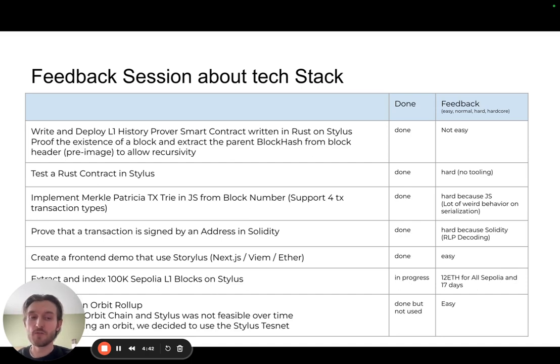Here is some feedback for all the mentors that helped us. We wanted to bring some technical feedback on what was hard for us and what was easy for us to implement, if you want to check it out.